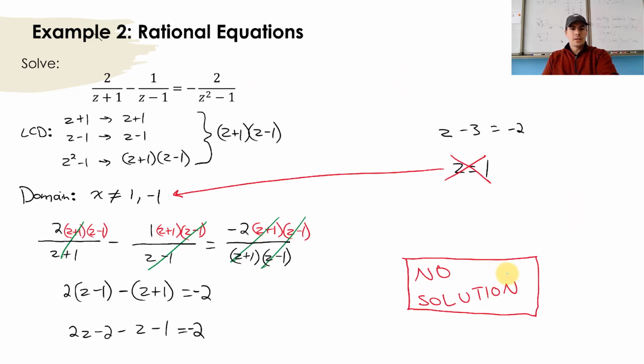Okay, hopefully you got no solution. When you solve this, you'll get z is equal to 1. However, that falls within our domain restrictions of x cannot equal, I guess that would be a z cannot equal 1 or -1. Okay, so with that being the case, then we have no solution here for this rational equation.